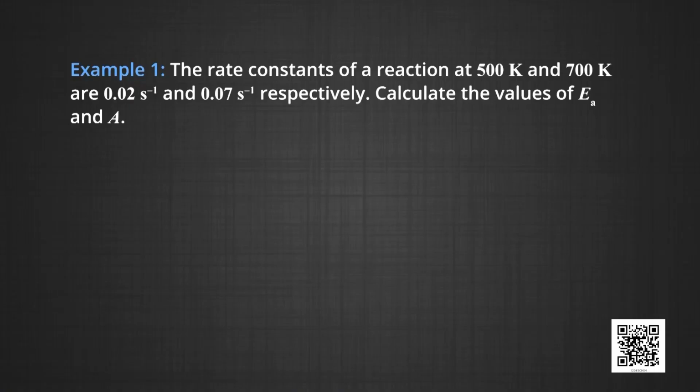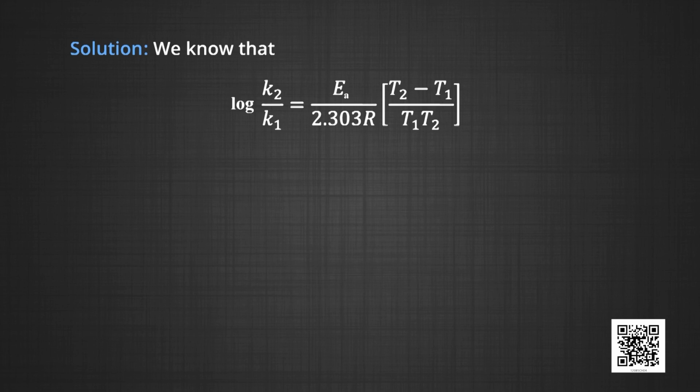The rate constant of a reaction at 500 Kelvin and 700 Kelvin are 0.02 per second and 0.07 per second respectively. Calculate the values of EA, that is activation energy, and capital A, that is Arrhenius factor. It is a simple numerical based on the expression. Now, we know that log K2 by K1 is equals to EA by 2.303 R into (T2 minus T1) divided by (T1 into T2).